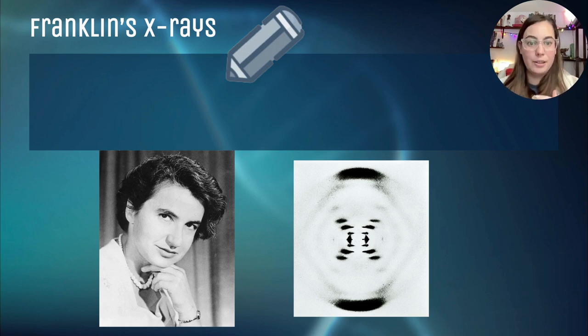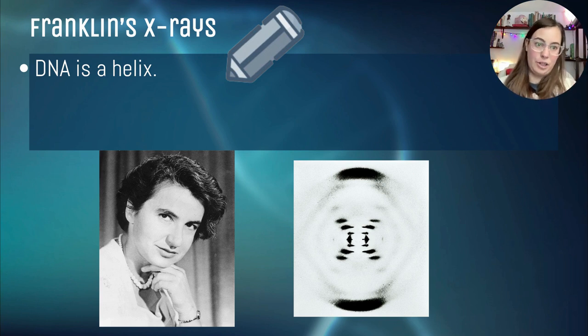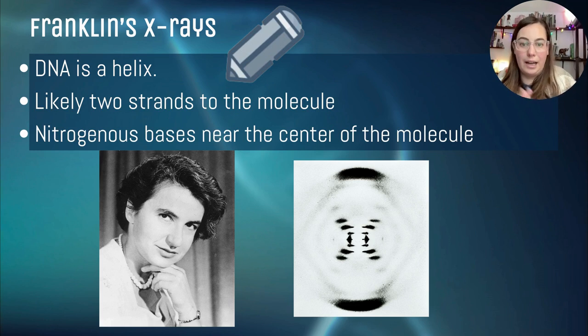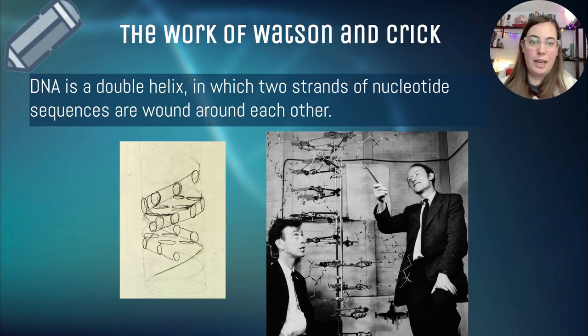The X-shaped pattern that we see here shows that DNA is twisted around each other like the coils of a spring, known as a helix. The angle of the X suggests that there are two strands of the molecule. Other clues suggested that the nitrogenous bases of the nucleotides were on the inside of the molecule. Rosalind Franklin laid the groundwork for Watson and Crick.